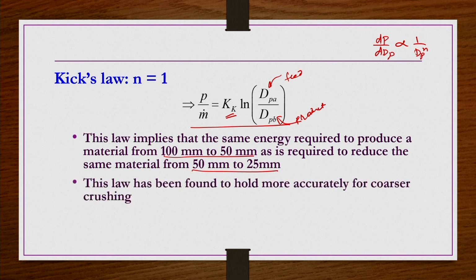This law has been found to hold more accurately for coarser crushing, that is when you use compressive forces, or coarse reduction. So Kick's law is found to be reliable there, whereas Rittinger's law is found to be very reliable if you are doing fine grinding, fine reduction.